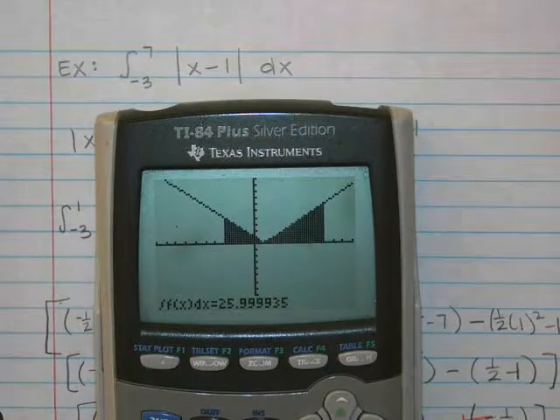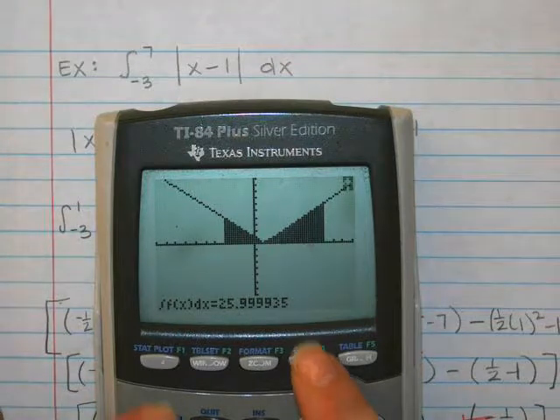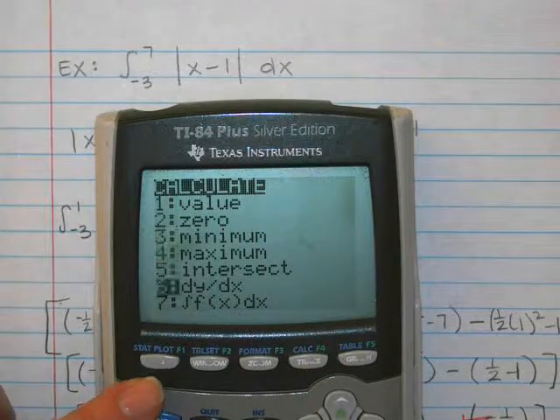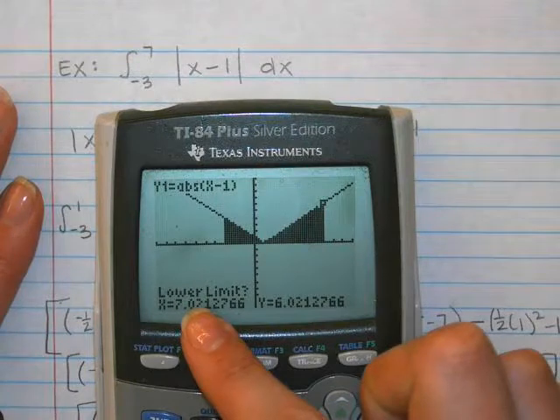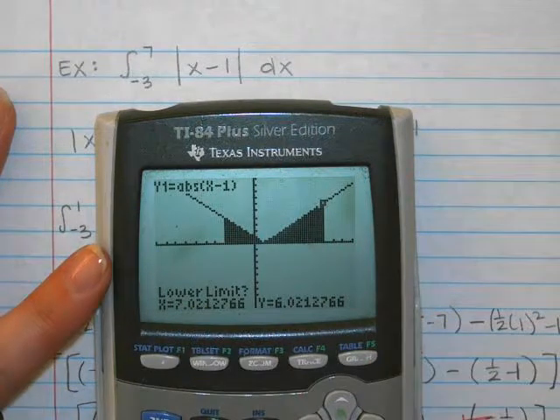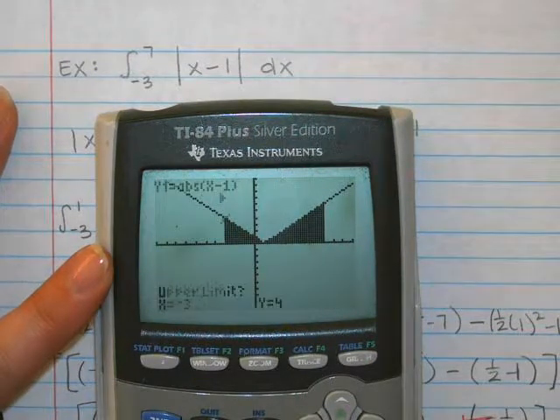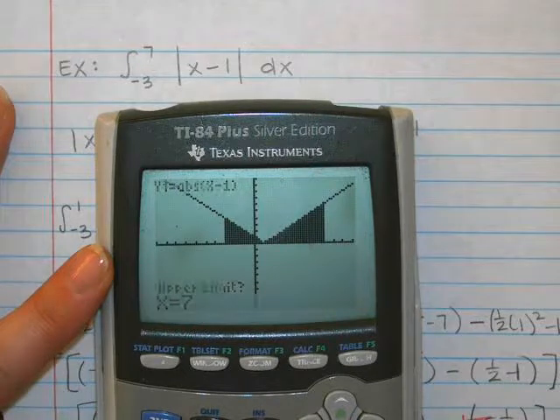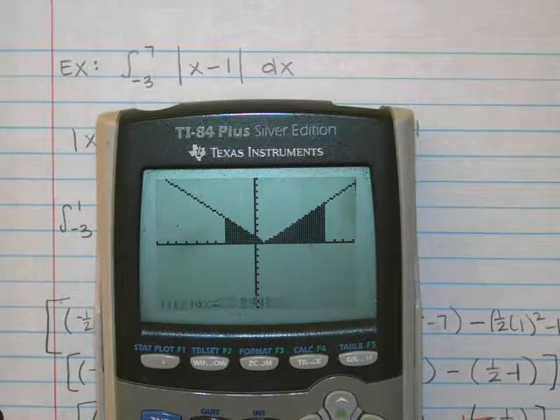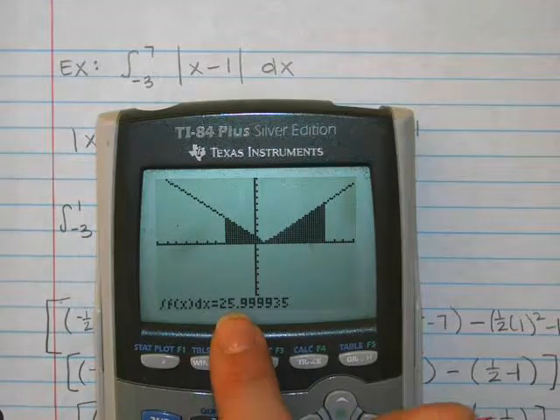Cool, right? And you can even see the area, so you can visualize what it's talking about. So again, to do that, I did second trace. I went down to number 7. When it asked for my lower limit, I typed in -3. When it asked for my upper limit, I typed in 7. And you'll notice the answer is almost right. It's a little bit off.